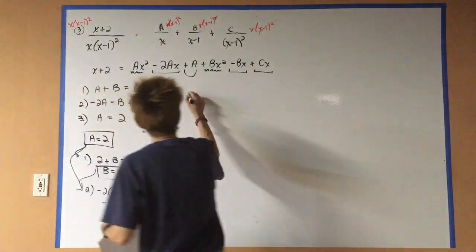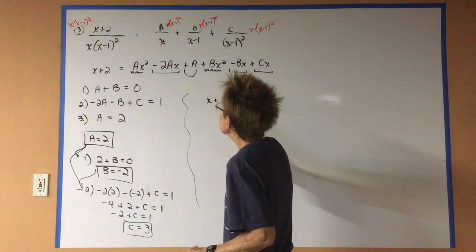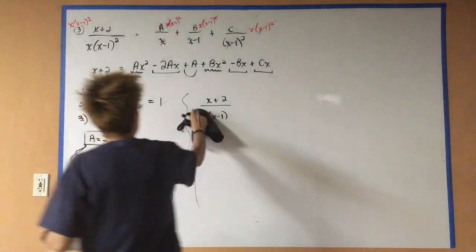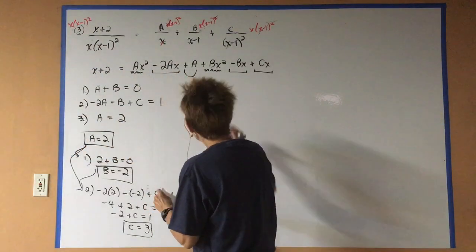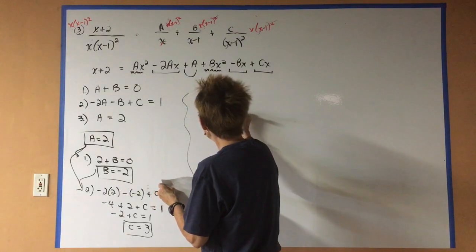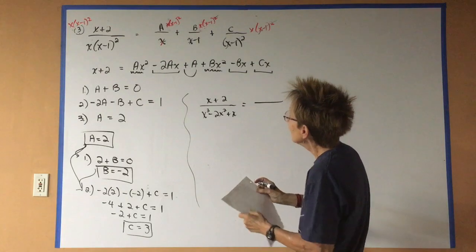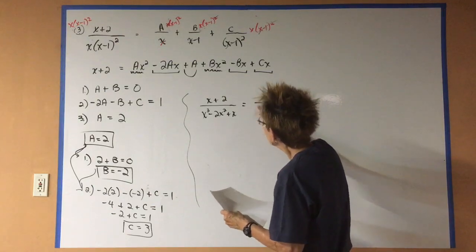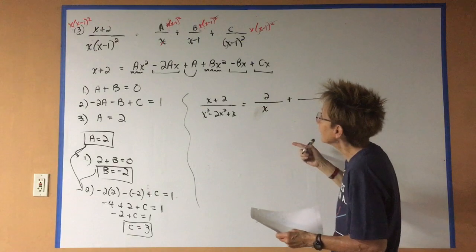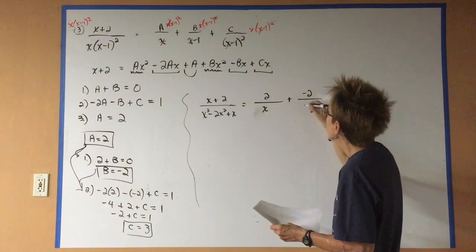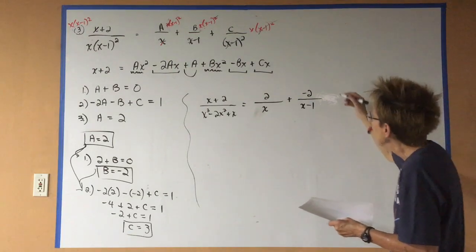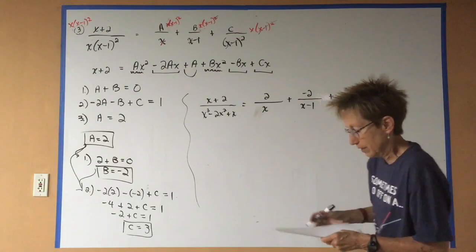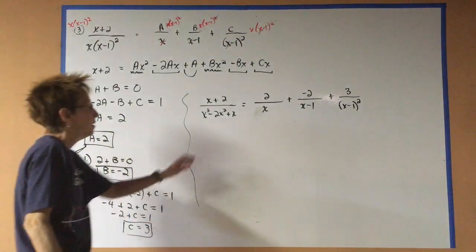So that means, so I won't be lazy this time, that means, because this is too much to erase, x plus 2 over, well, we'll write it the way it was, over x cubed minus 2x squared plus x is equal to a, which is 2 over x, plus b, which is negative 2 over x minus 1, plus c, which is 3 over x minus 1 squared. And there's my answer. I've taken it and I've broken it up into partial fractions.